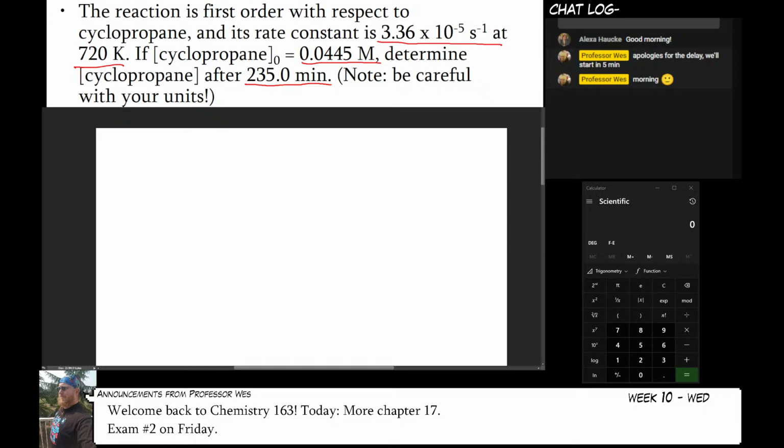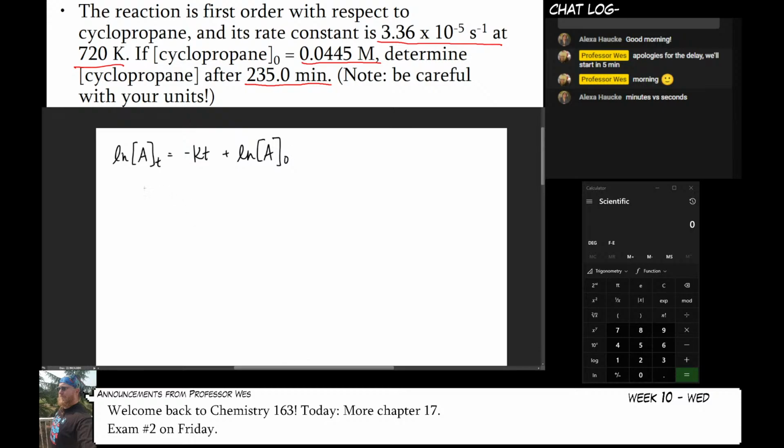So let's write out the integrated rate law because we know this is first order because the problem said so. So natural log of whatever it is at time t equals minus kt plus natural log of whatever initially. That's right, minutes versus seconds. Notice that the rate constant's units are per second, but I want 235 minutes. So I need to change one of those to match the other. Otherwise, this isn't going to work.